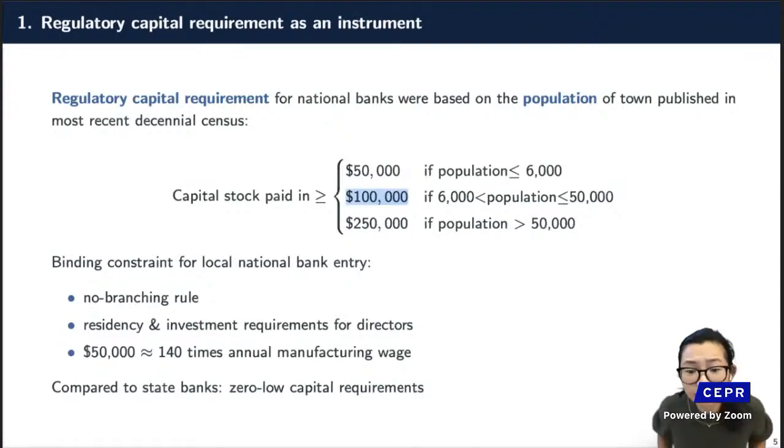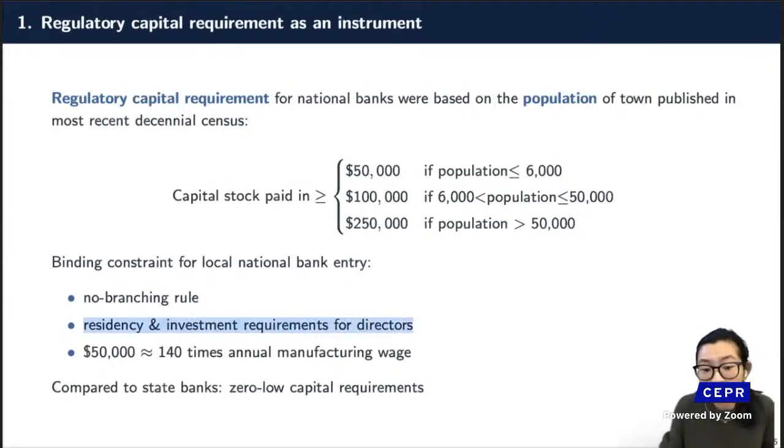Okay, so we think this is a pretty binding constraint for bank entry for several reasons. So it's very well known that the US banks in this earlier period were unit banks where they weren't allowed to branch. And it's also written in the National Banking Act itself that there were specific residency and investment requirements for the directors of these banks. So the directors are the primary people who are going to be raising this equity and paying it in. And they had to come from at least close to this town, and a certain number of them had to be in the town specifically.